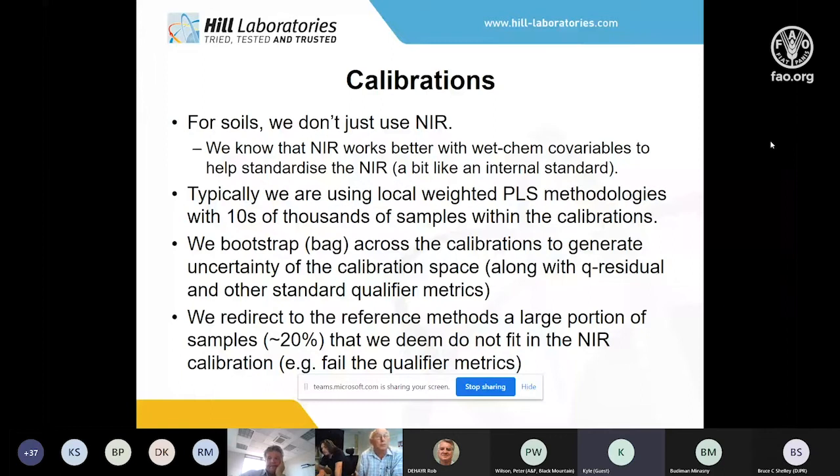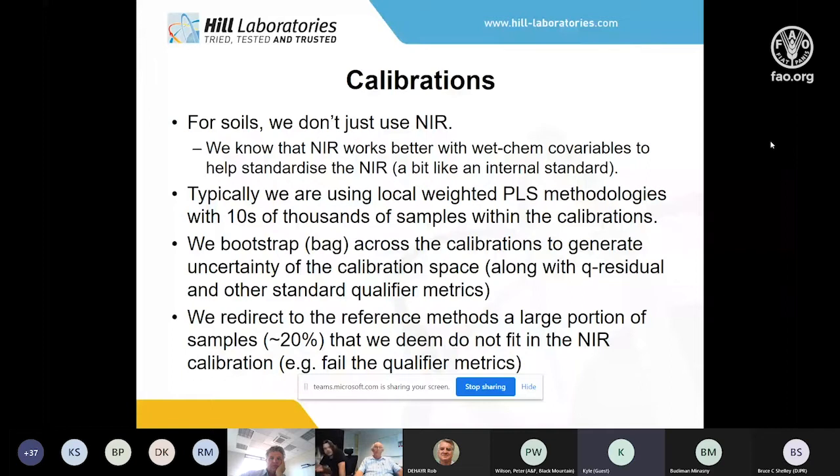Another thing we do is redirect a large amount of samples to our reference methods. It's a bit like using the Mahalanobis distance or the Q residual and those sorts of qualifier statistics, but we take that to an extreme where we actually don't trust the NIR methodology very much. So we have quite tight limits on our thresholds, and we end up redirecting about 20% of our cases to the reference methods.